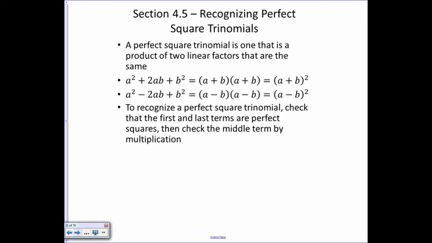The same thing would go for the one below that. So to recognize if something's a perfect square trinomial, you first want to check that the first and last terms are perfect squares. And then you want to check the middle term by multiplication. You want to make sure that if the first term is a squared and the last term is b squared, the term in the middle should be 2 times a times b. And so that's how we're going to check and see if something is a perfect square trinomial.